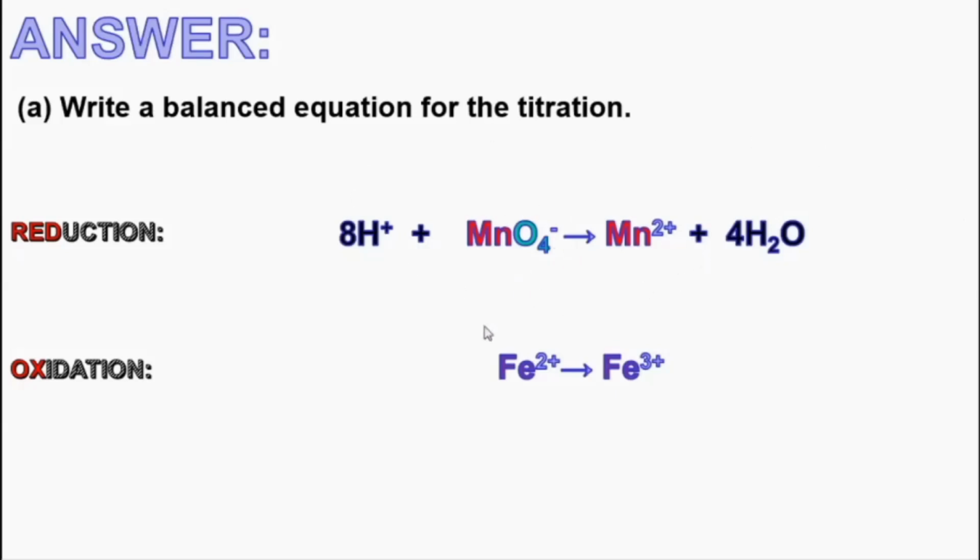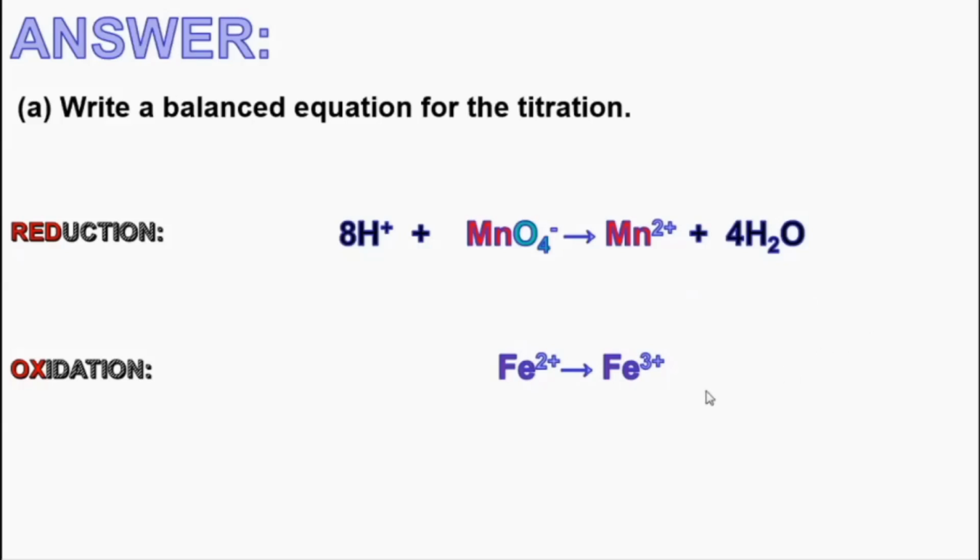Then let's move to the second half equation. For the equation that involves these iron ions, since there are no atoms other than iron, that's it. No need to do anything.